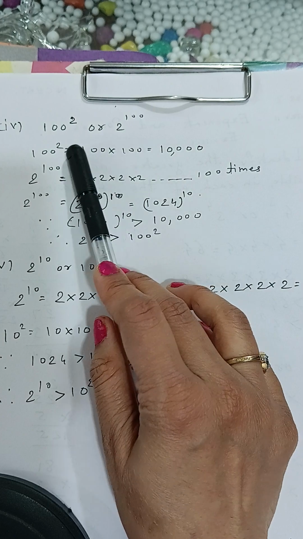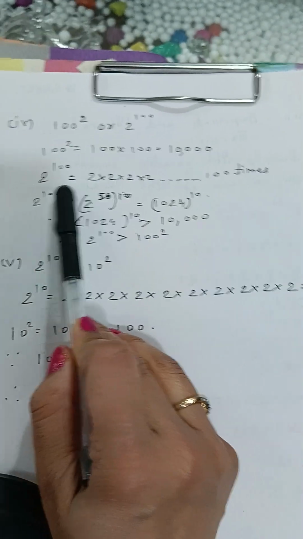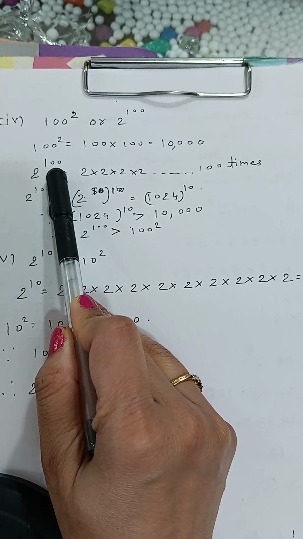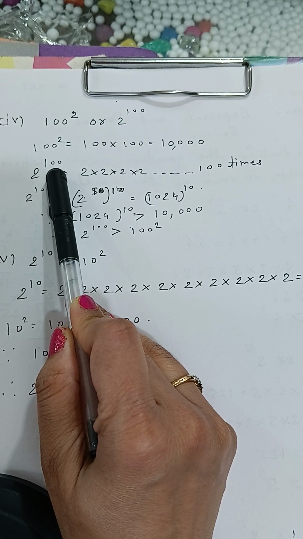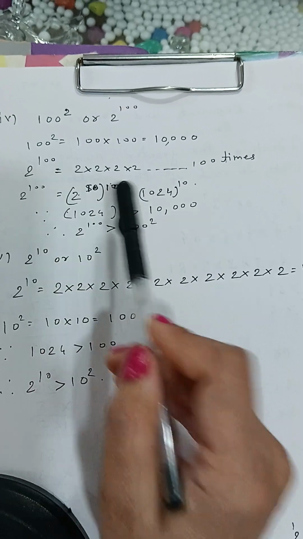So total 100 multiplied by 100 will be 10,000. Now this is the difficult one: 2 raised to the power 100. Do you think it is easy for us to multiply 200 times? In exam, you will not have that much time and you have to find out an easier method.